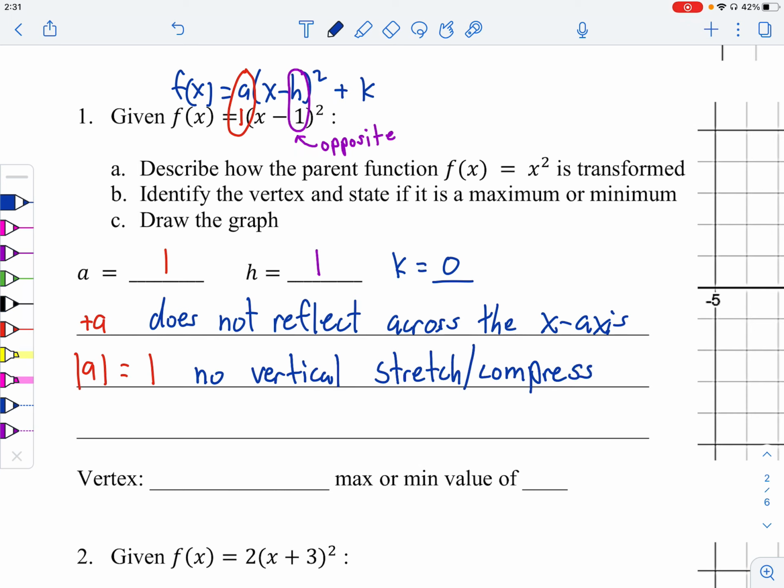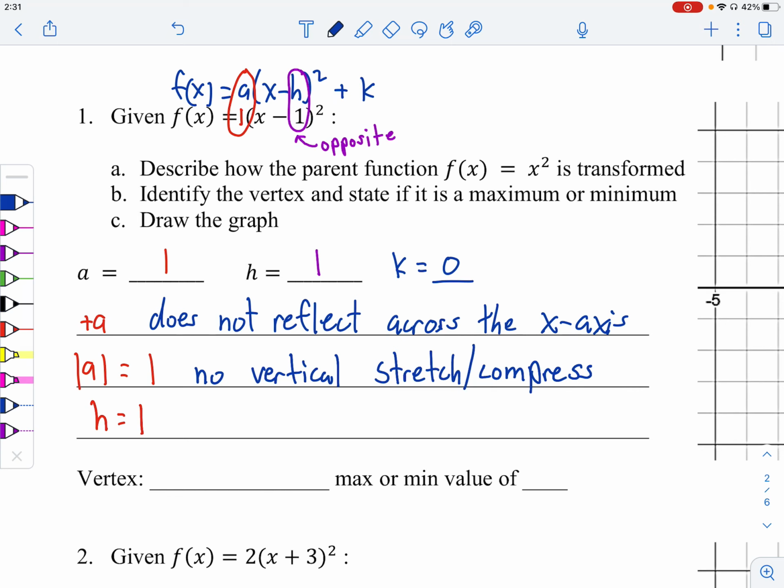Our last line, this one we did last time: positive a does not reflect. Absolute value of a will give you vertical stretch or compress. This is nothing. And then our next line, which we're adding, is our h. So our h value is 1.